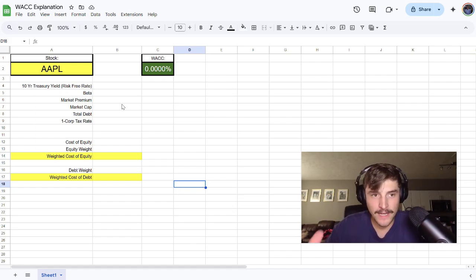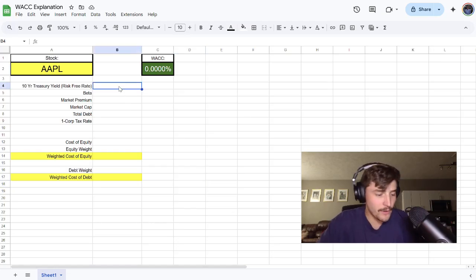So we're going to need to find 10 things, not 10 things. What am I talking about? The 10-year treasury yield is one of the things we need to find, which is going to be our risk-free rate. The beta of Apple, our example is going to be Apple. We're going to find the WACC of Apple. We're going to talk about market premium a little bit, and then we're just going to find the market cap, total debt, and 1 minus the corporate tax rate. Okay, perfect. And I'll show you how to find everything.